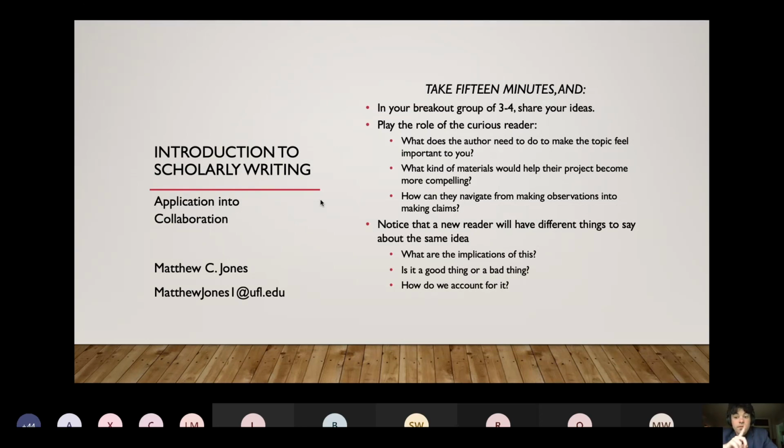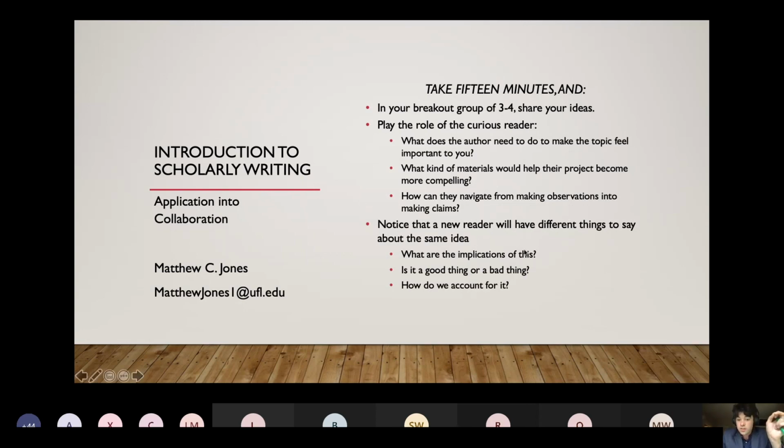And notice that a new reader will have different things to say about the same idea, right? So again, unfortunately, we're not always going to be talking to people who just believe every word we say. So how can you brace yourself and prepare for people who don't feel the same way that you do? So the way that we'll do that today is that since it's groups of more than 2, you'll have at least 2 other people giving input. My guess is that they aren't going to say word for word the exact same things. So already you're confronted with multiple responses and reactions to what your ideas are.